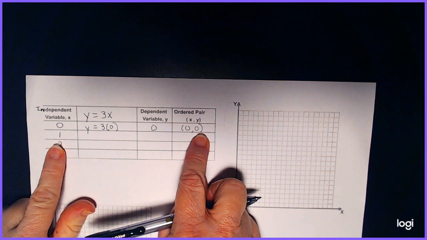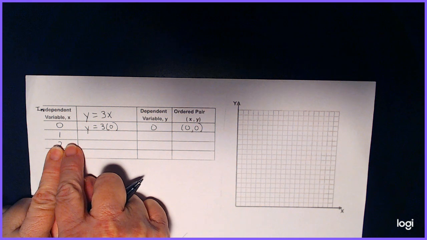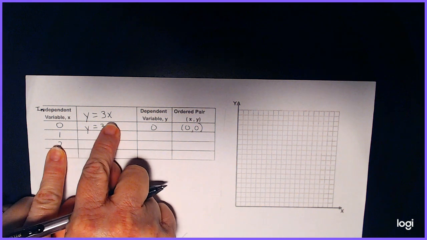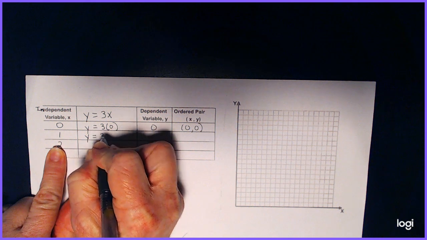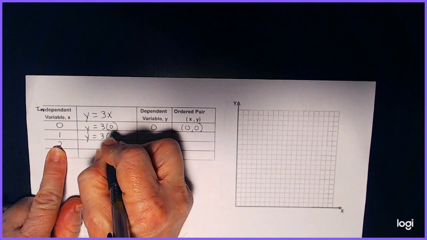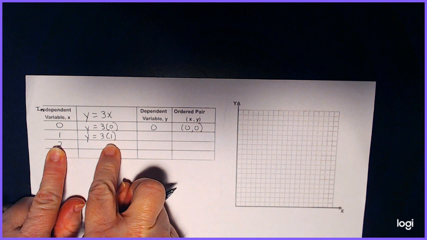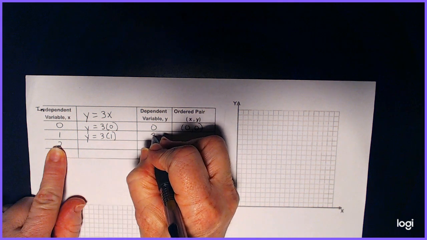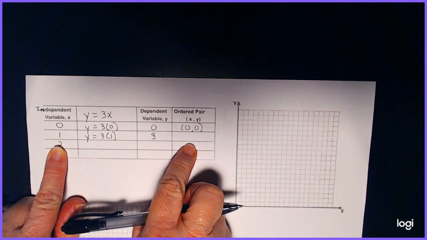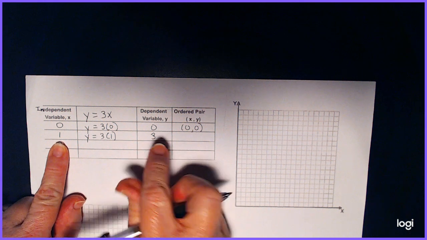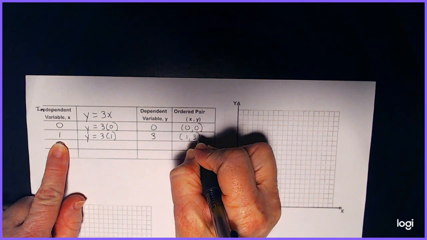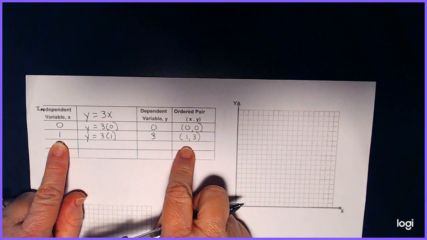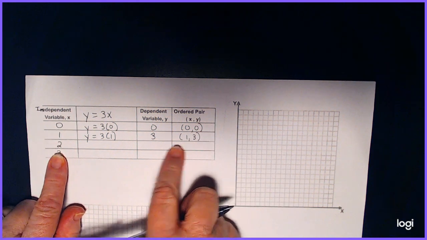All right, let's go to the next x. The x value we're going to use is 1. So I'm going to take the x out. So I'm going to write y equals 3, and instead of the x, I'm going to put a 1 here. What is 3 times 1? It's 3. So my ordered pair now is (1, 3). Parentheses and comma. Looks good. Let's go to the 2.